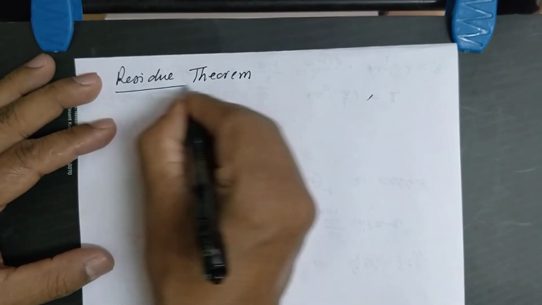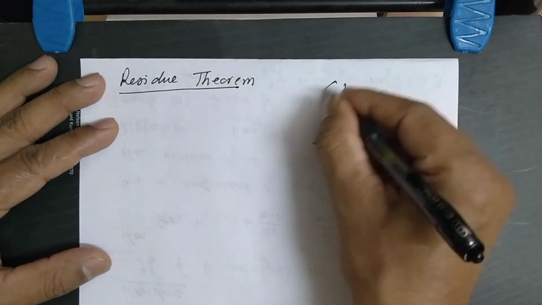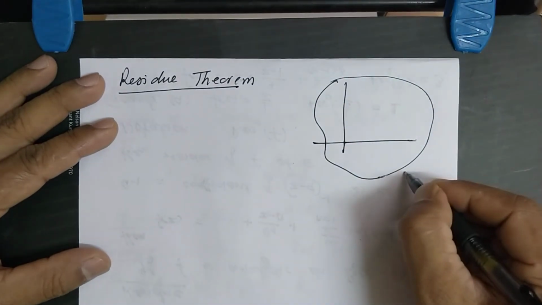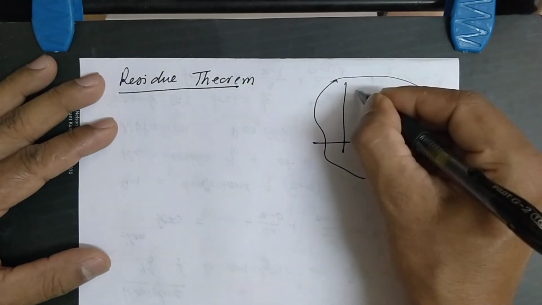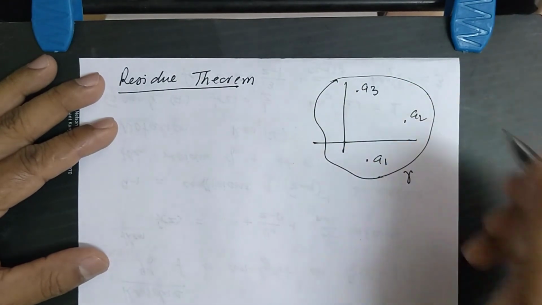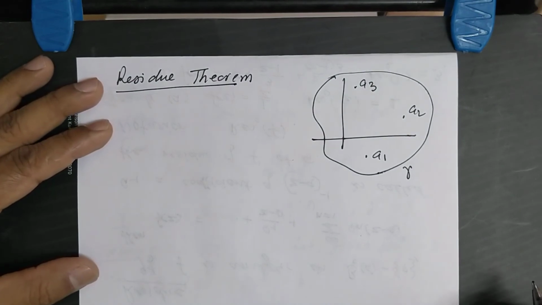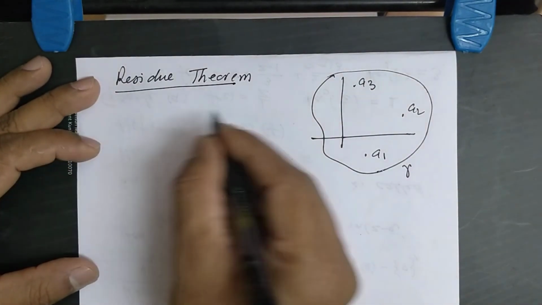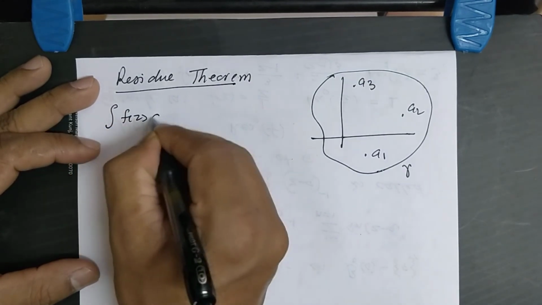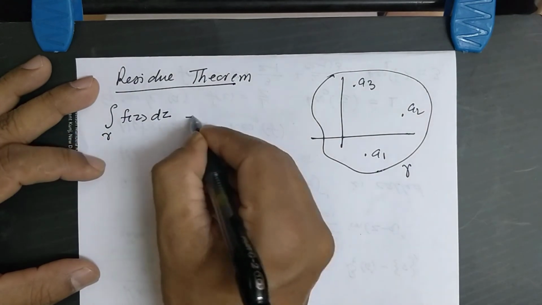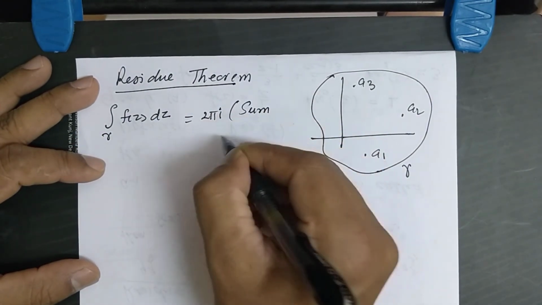What does this theorem say? Let there be a closed curve gamma, and let us have a1, a2, a3. These are the poles, isolated poles. Then in short, the residue theorem says that the integral of f of z dz over gamma is 2 pi i times the sum of residues.